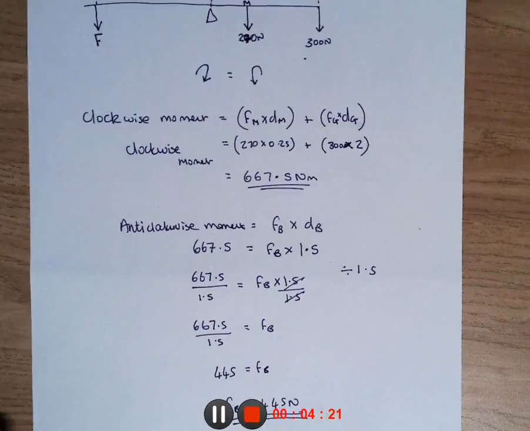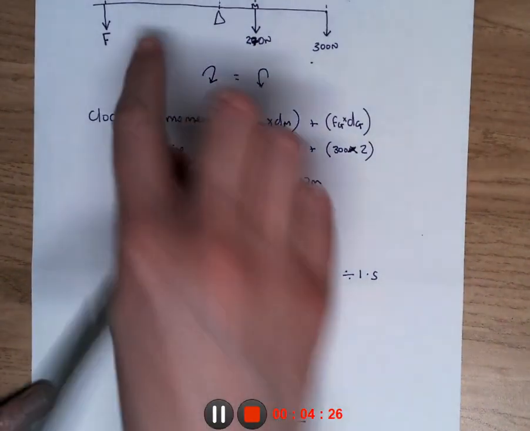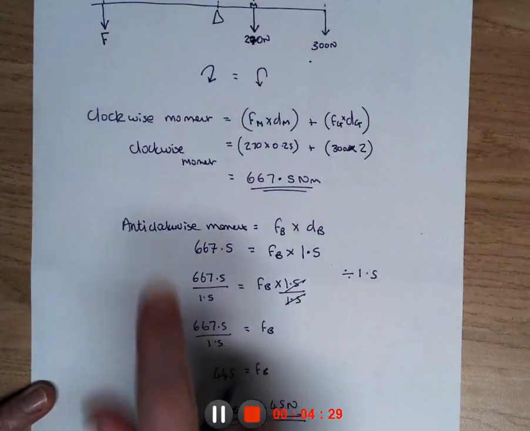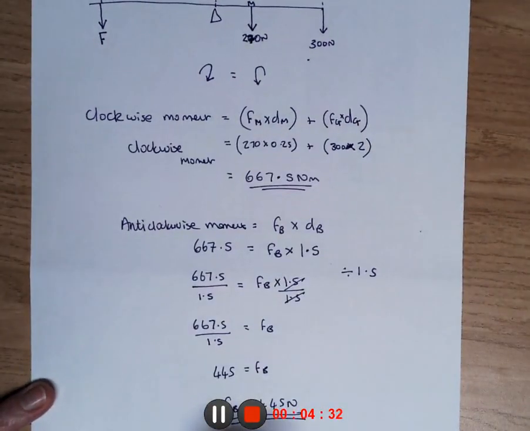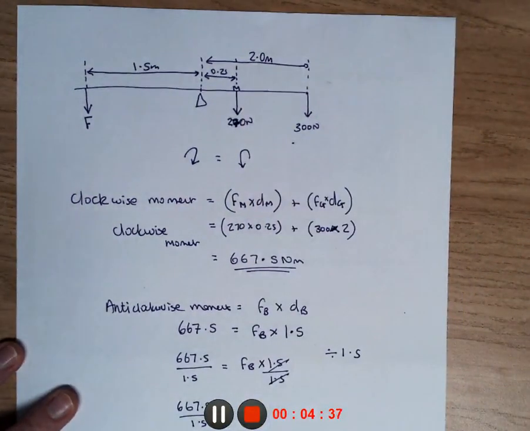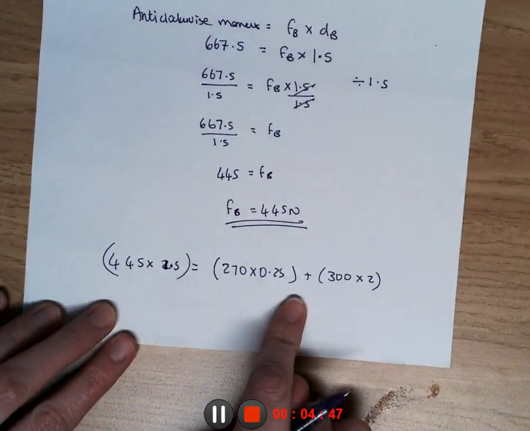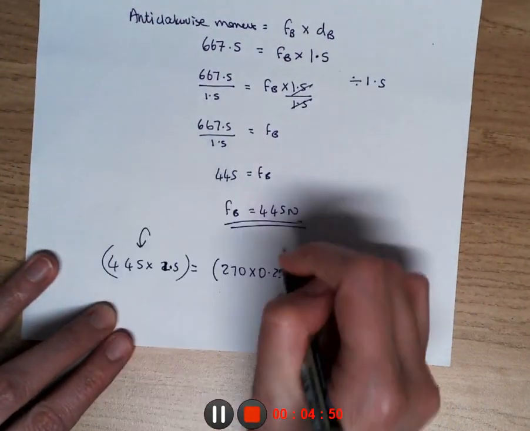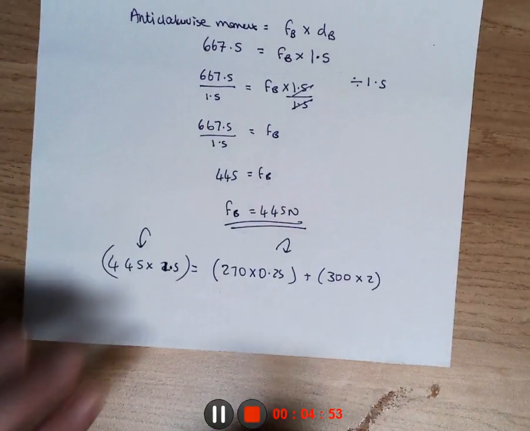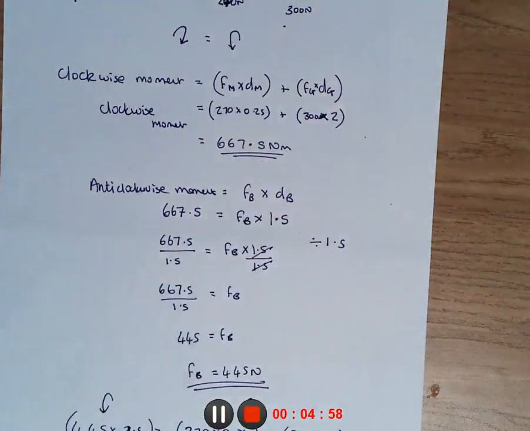So we can check that. If we do 445 times 1.5, that should be exactly the same as these two added together. So you can just check that both sides of this equal each other. So this is your anti-clockwise moment and this is your clockwise moment, and they should equal the same amount, and that amount will be 667.5 Newton meters.